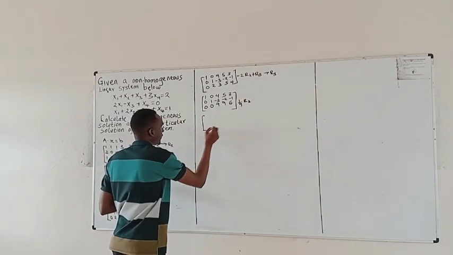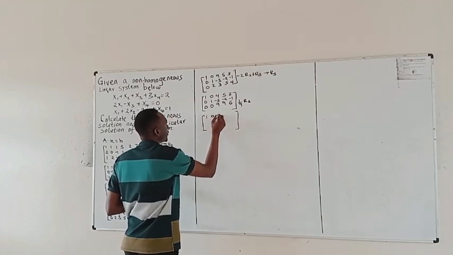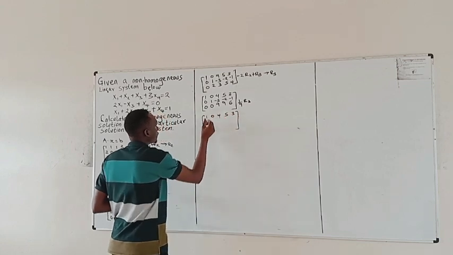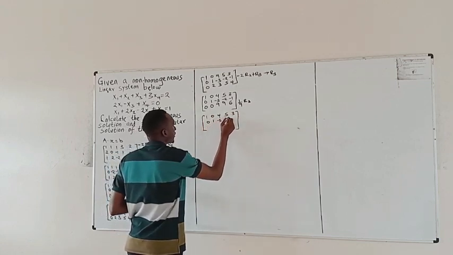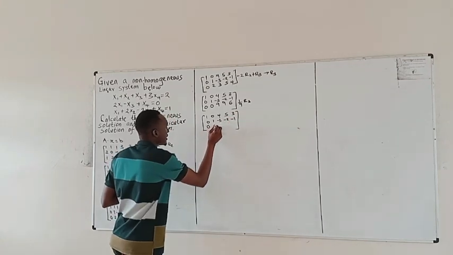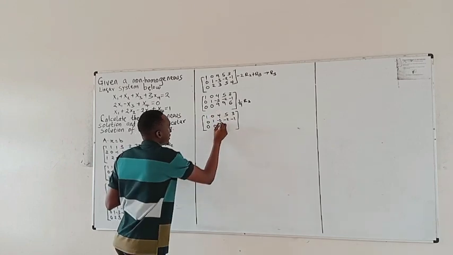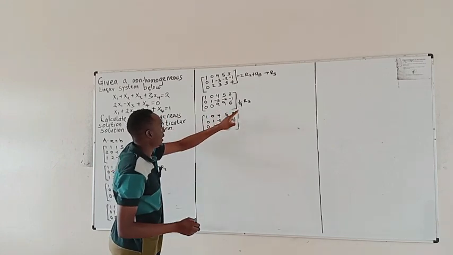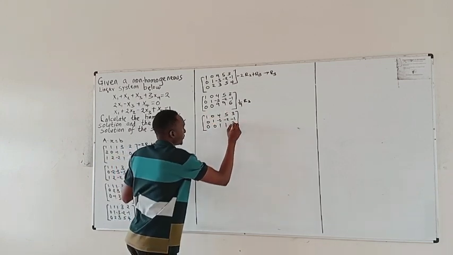So we maintain row 1. It's 1, 0, 4, 5, 3. Row 2 is 0, 1, negative 3, negative 2, negative 1. Row 3 will be 0, 0, 1 over 9 times 9 is 1, 1 over 9 times 9 is 1, 1 over 9 times 6 is 2 over 3.